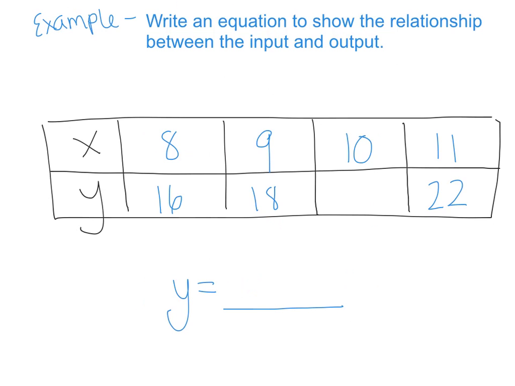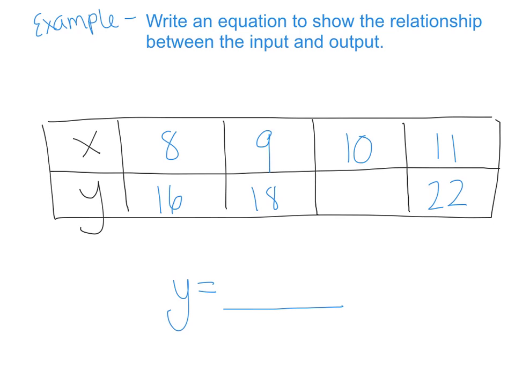Okay, sometimes our tables are facing up and down, sometimes they are facing left to right. Just depends on the day, okay? Doesn't really change it though. So you're going to write an equation to show the relationship between the input and output. What they've given you is a table with the numbers, and they say, what's the rule here? They didn't tell you the rule. You have to come up with your own equation. So y equals, and then you write in your rule here, and that's your equation.